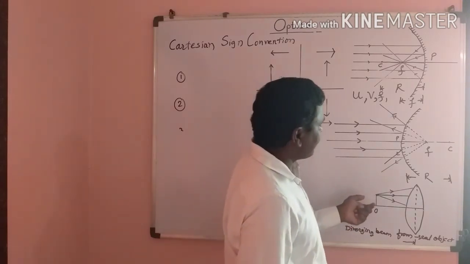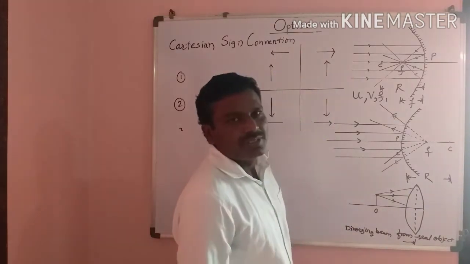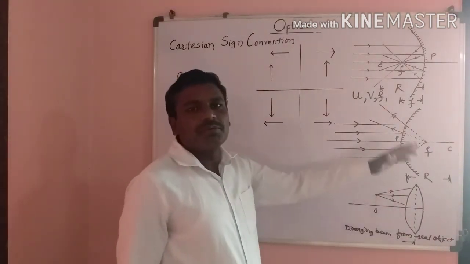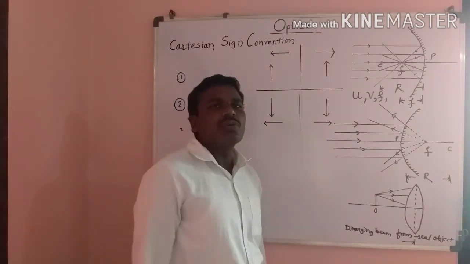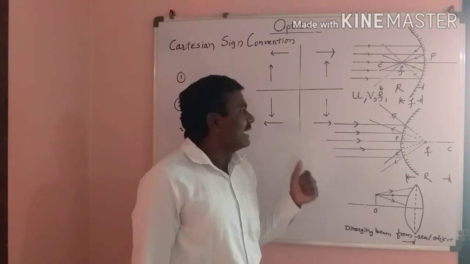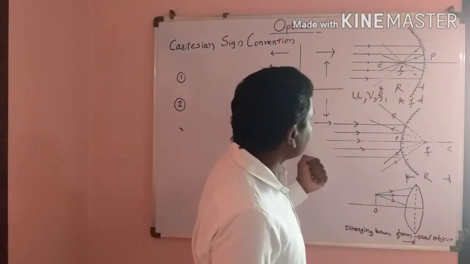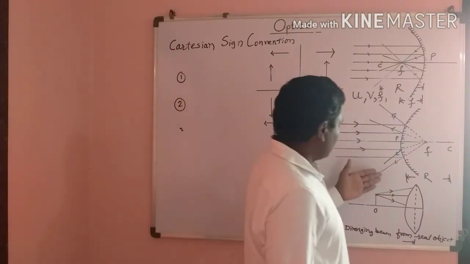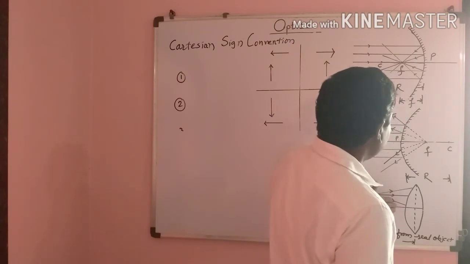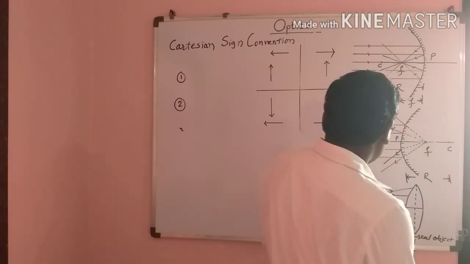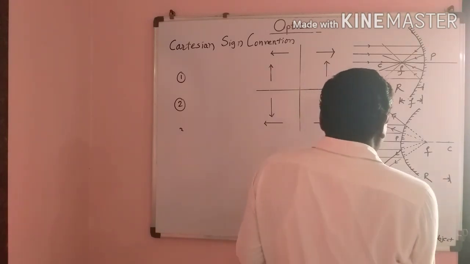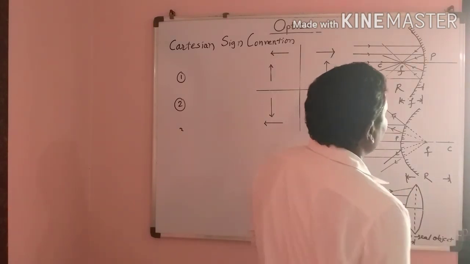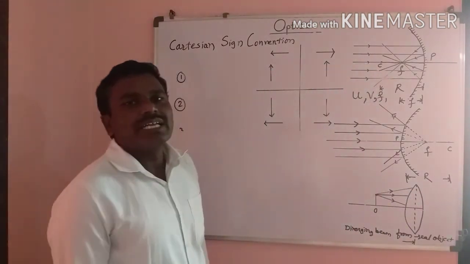That means when the rays are diverging, the object is real. When the rays are converging, the object is a virtual object. A real object is always to the left side, and a virtual object is always to the right of the geometrical pole.